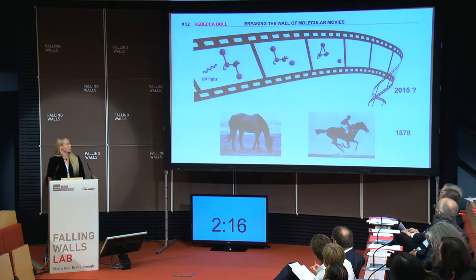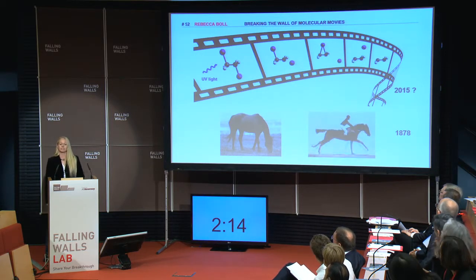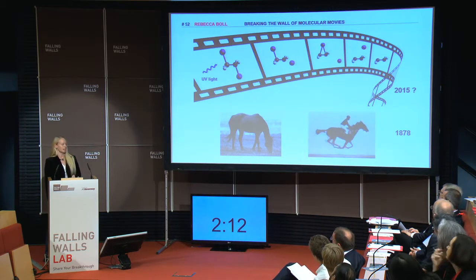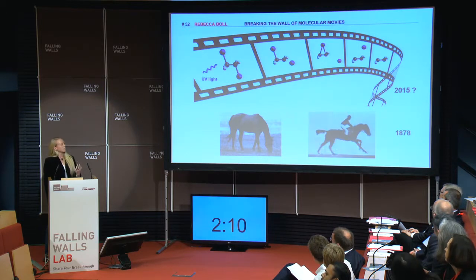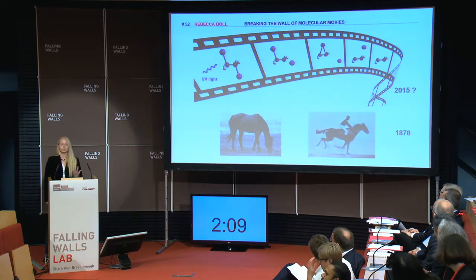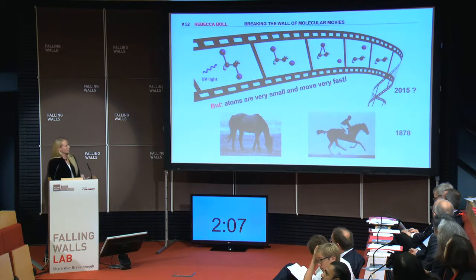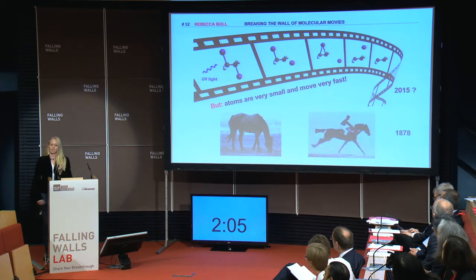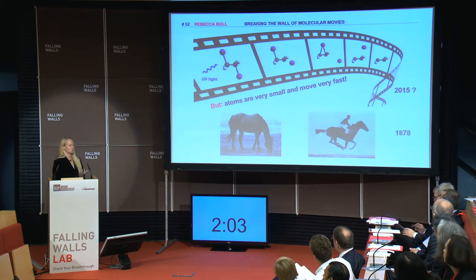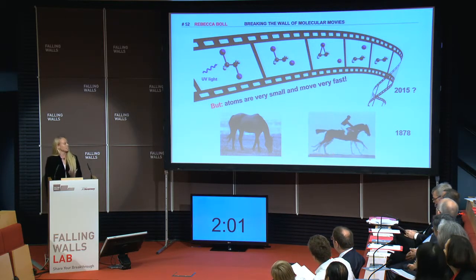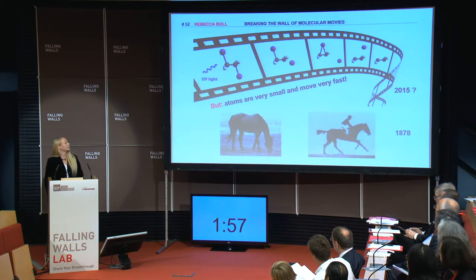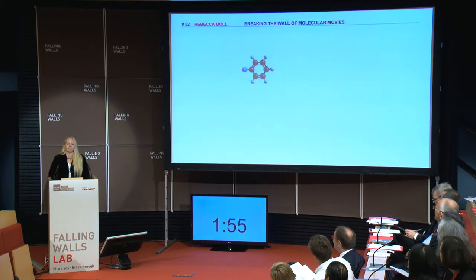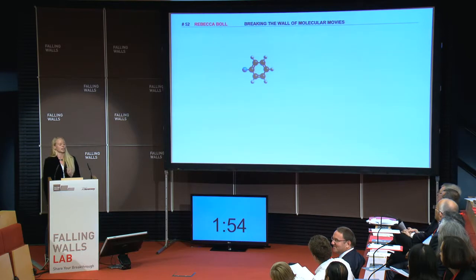So we want to see individual atoms of a molecule move in time and space. We want to see how chemical bonds form and break during a reaction. But in contrast to a horse, a molecule is about 1 million times smaller and it moves about 1 billion times faster. So you can imagine that this is not all that easy. Let me try to explain to you what we think could be a way of doing this.